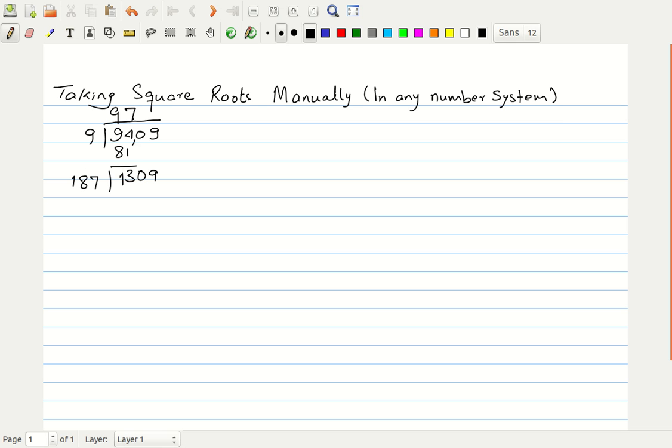Yeah, so let us try 18 times 7. So this becomes 7 times 7 is 49. So you have a carryover of 4. Now 7 times 18 is 126 plus 4 is 130. Yeah, so this becomes 1309, and there is no remainder. So what we know is 9409 square root is going to be 97, right?